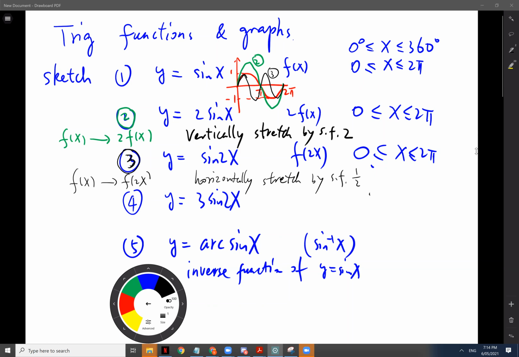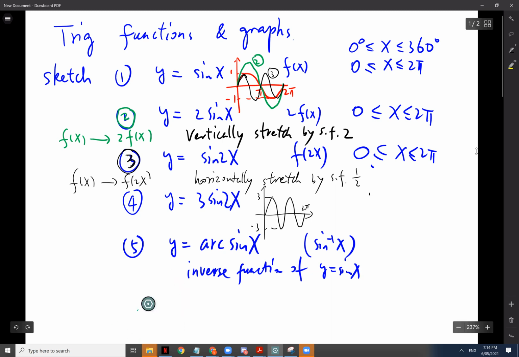Okay, number 4. If we sketch it, it's based on the squeezed one, but this is 3 now. If you describe the transformation, you can say, horizontally stretched by scale factor half, vertically stretched by scale factor 3. That's it. So these several examples just show you the idea about stretch.